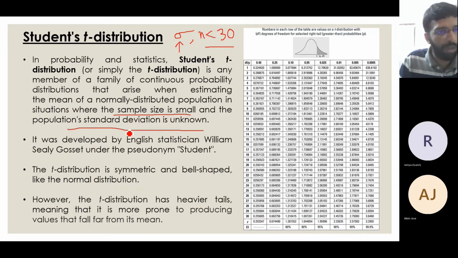It was developed by a statistician called Gosset. He wrote his first paper under the pseudonym Student. That is why it is called the Student's t distribution.